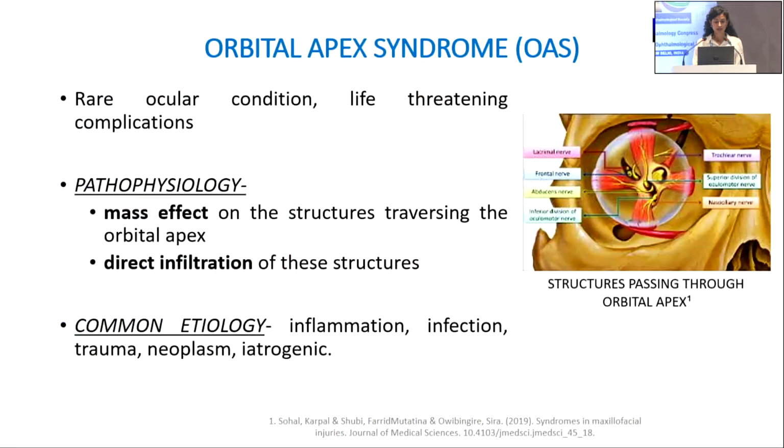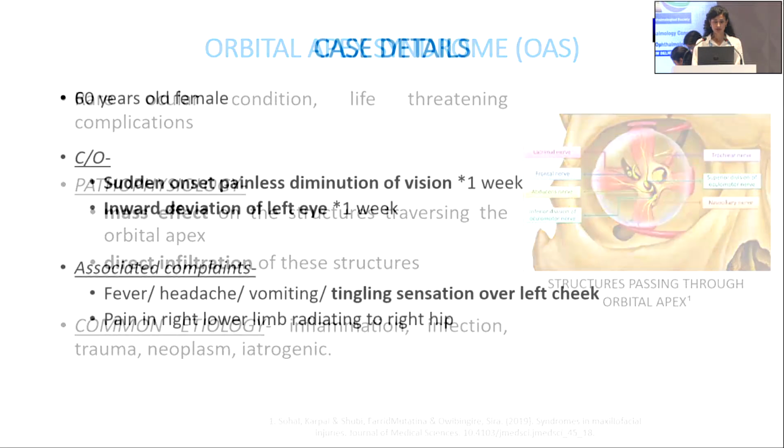Orbital apex syndrome is a rare ocular condition which has life-threatening complications. It can be either due to the mass effect on the structures traversing the orbital apex or due to direct infiltration of these structures. Common etiologies include inflammation, infection, trauma, neoplasm, iatrogenic.